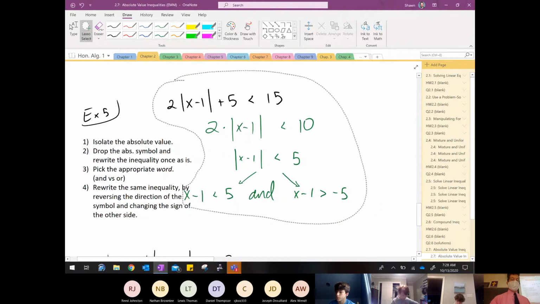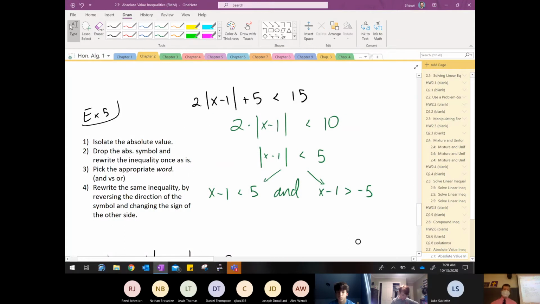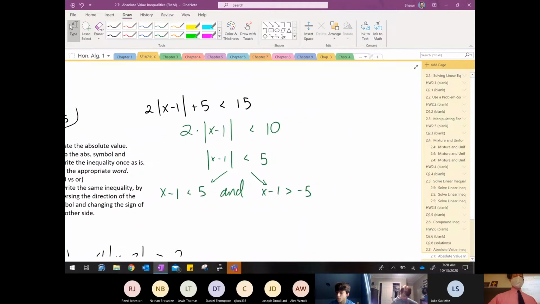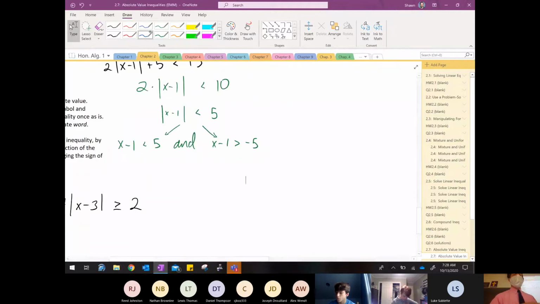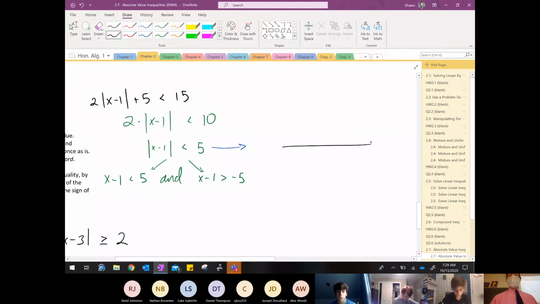Now, last Tuesday, I gave you a visualization as to why the heck we were doing that, and I'll do the same thing here. Here's your visualization for why we just did what we did. This right here translates pretty much to, hey, x minus 1 is some number that is less than 5 spots away from 0.